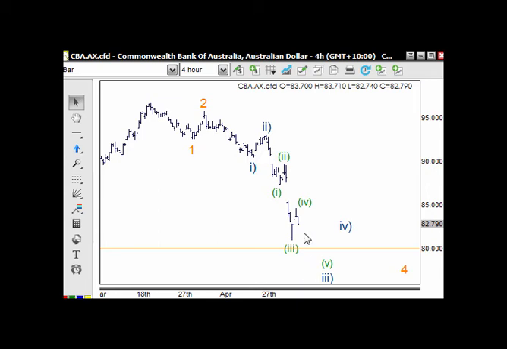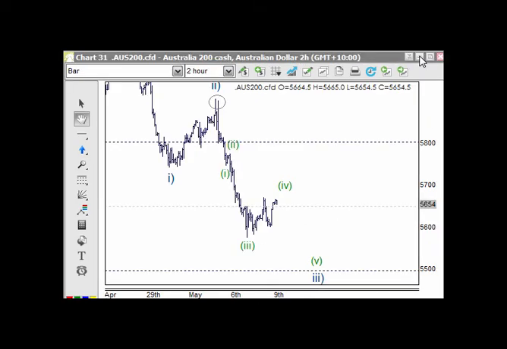Now, if I was wrong in this particular count, the only way I can see I was wrong is that I've got blue wave 3 already in here at this low here, and we're in blue wave 4 here. That's the same with the ASX 200, but I think that this is the correct count. Noting this, because the stocks create the index, and this is one of the leading ones in that. So that would be the picture.